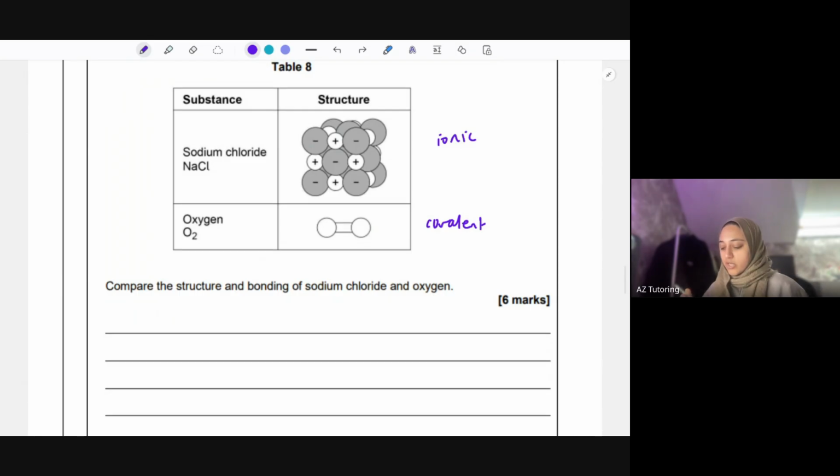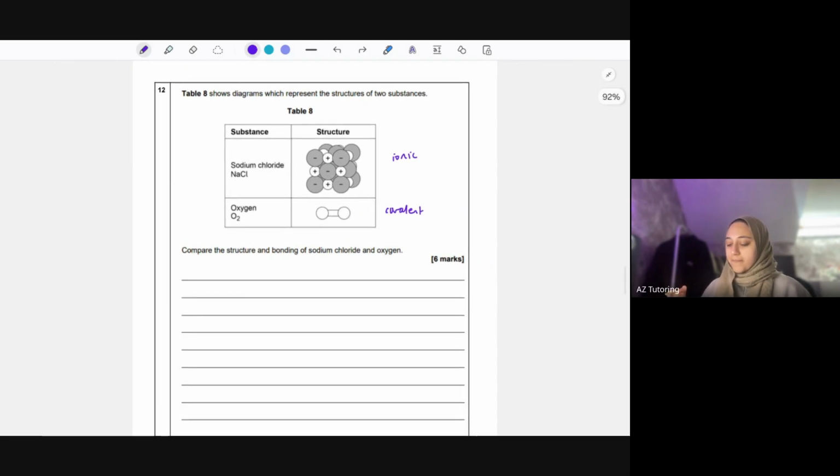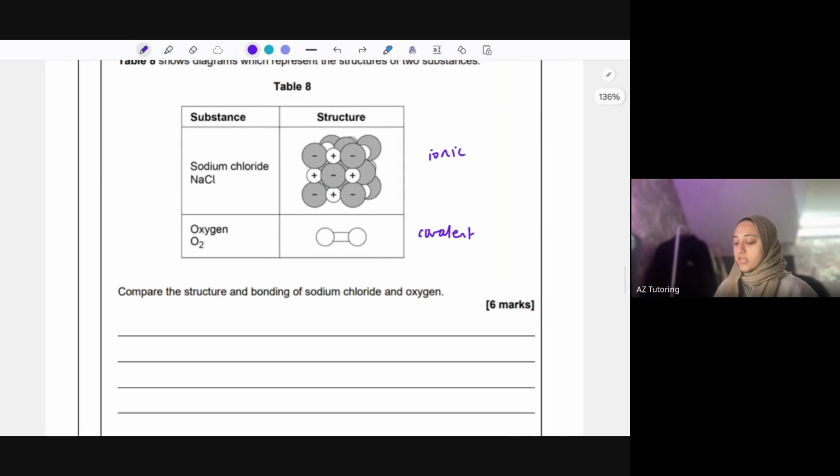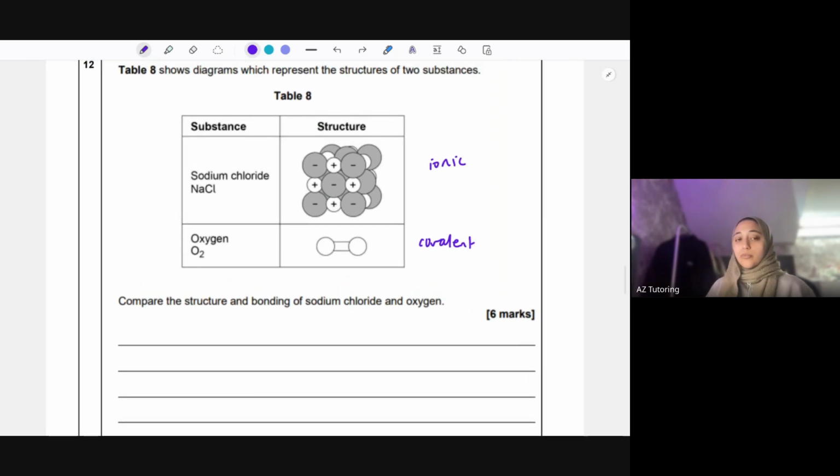Compare the structure and bonding of sodium chloride and oxygen for 6 marks. There's a brilliant 6 marker. It's just testing you on bonding. If we're comparing, we're basically giving the similarities and the differences. Most of it is going to be differences, but in terms of similarities, I would say both their bonds are strong. Ionic bonds and covalent bonds are strong. And whenever you've got ionic and covalent bonds, you've got full outer shells. That's the hard part to identify because it's easy to spot the differences.